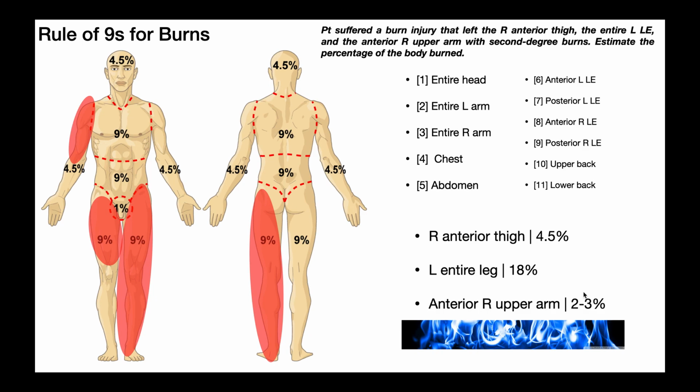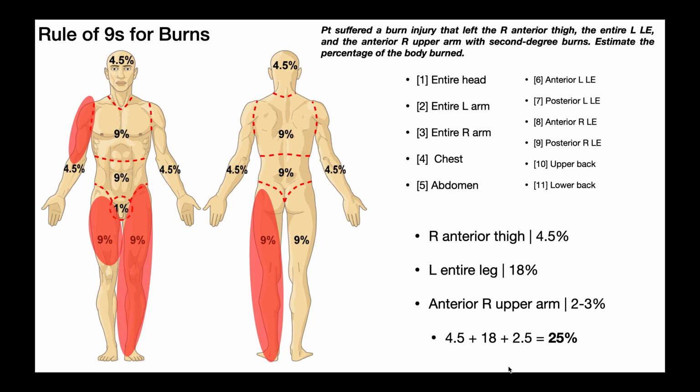And so then, now that we've dealt with all three of these areas, we just simply take the percentages and add them up. So 4.5% was from the right anterior thigh. The entire left lower extremity was 18%. And then the anterior right upper arm is about 2.5%. If you're off by a couple percentage points, it's not a big deal. But we get approximately 25% of the body is covered in these second-degree burns here.